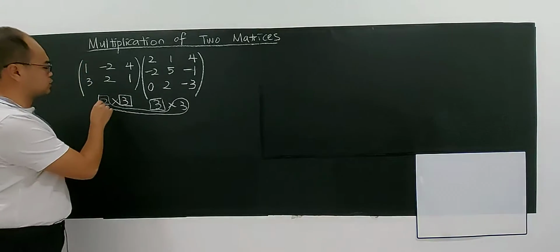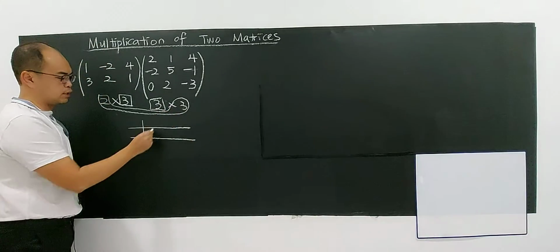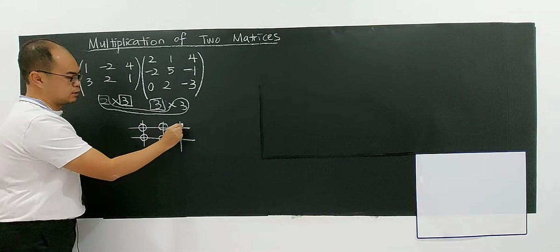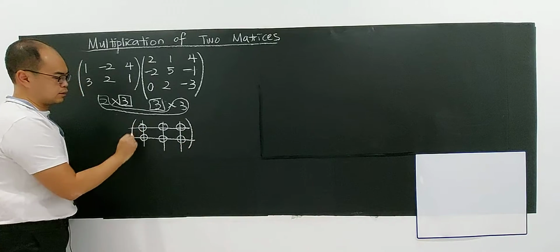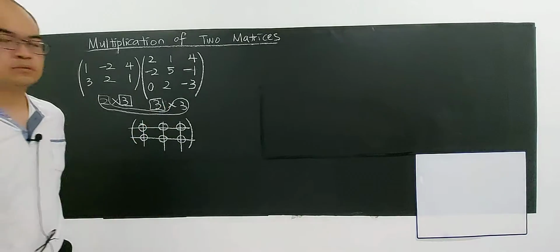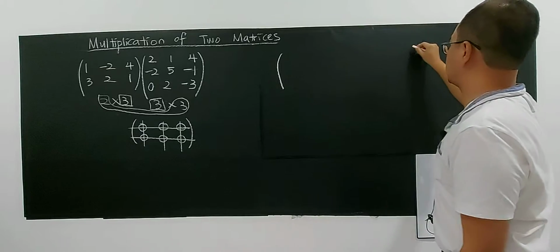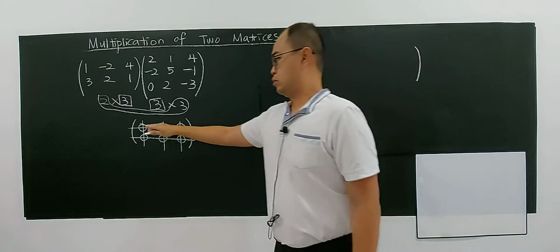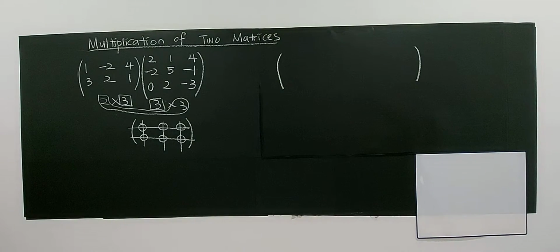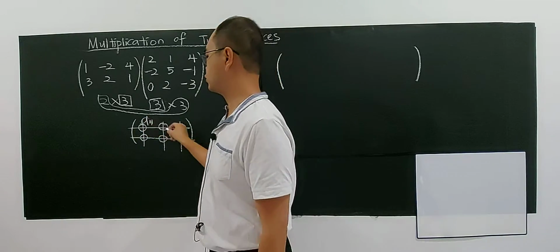A 2 by 3 matrix means 2 rows. I draw a line: 2 rows, 3 columns, 1, 2, 3. This is all the elements, and the matrix will look like this. So now you know it has 2 rows and 3 columns. Let's see how I multiply. So how do we get the first element, the A11, the element from the first row, first column?